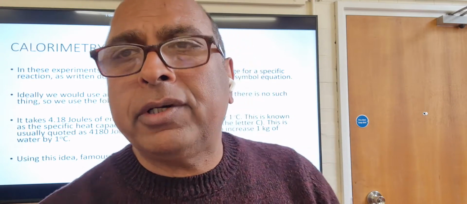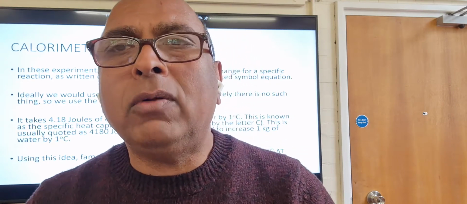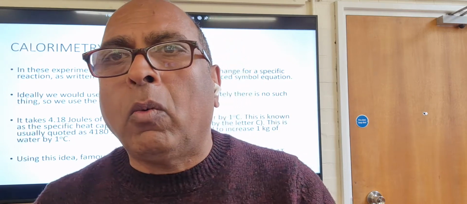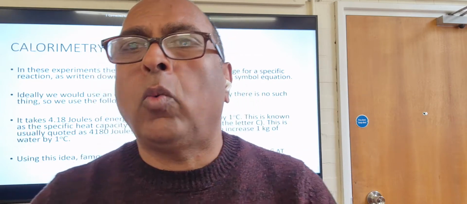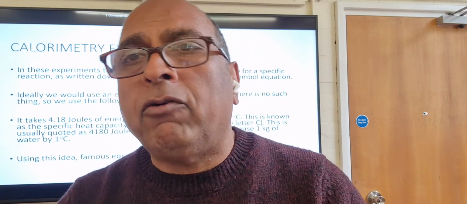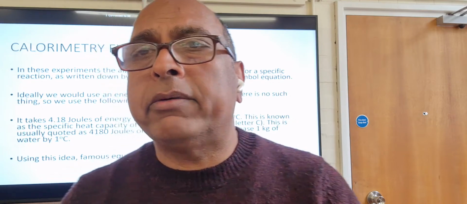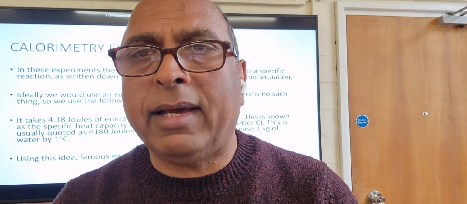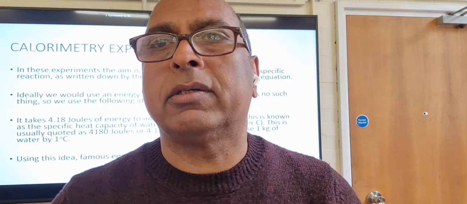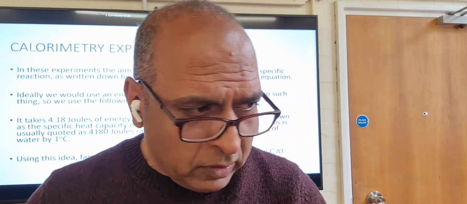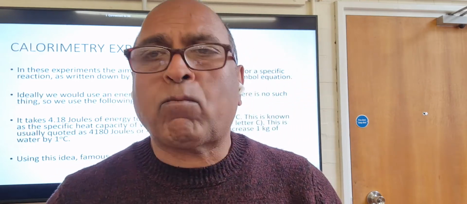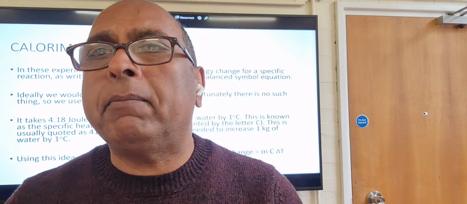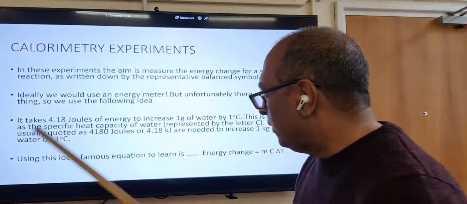Now, when I was younger, all my pupils would know the specific heat capacity of water. It was like me asking, what's the boiling point of water? 100 degrees. What's the specific heat capacity of water? 4.2 joules per gram per degree, sir. But nowadays, pupils don't know it. That general knowledge has been lost in the generations. So let's go back and have a look at what specific heat capacity actually is.